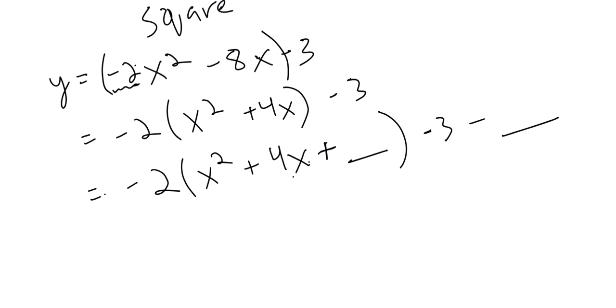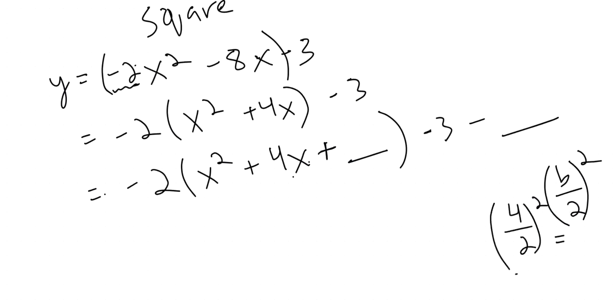The way you do that is you look at this term right here. The coefficient of that term is 4. So what we do is we take that and we divide it by 2 and then square it. The formula for it is b over 2 squared. So in this case, it's going to be 4 over 2 squared, which equals 4. So in the blank goes a 4.